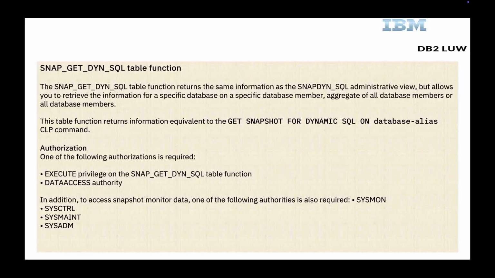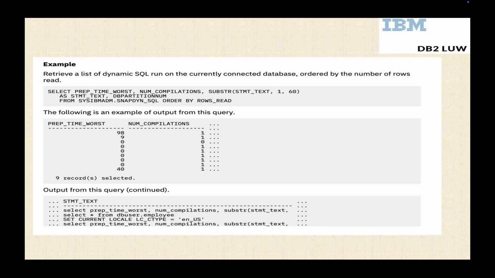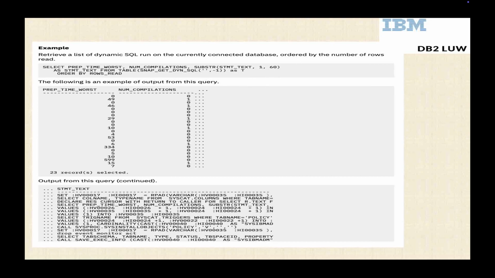Okay. So what does the SNAP_GET_DYN_SQL table function do? Again, it retrieves the same dynamic SQL administrative view metrics here. So again, it's similar to GET SNAPSHOT. And the query I can use here is select preparation time worst. Whenever you're querying from a table function, it is from table of, so that says it is a table function. If it is a view, it is from SYSIBMADM dot. That's the difference. Here, from table of, that's a table function. So I'll get the needed fields.